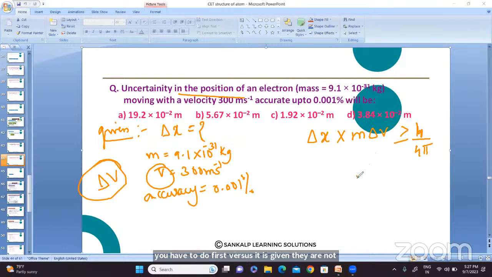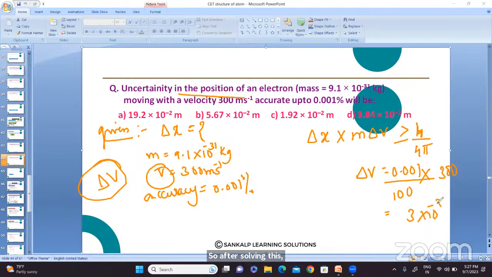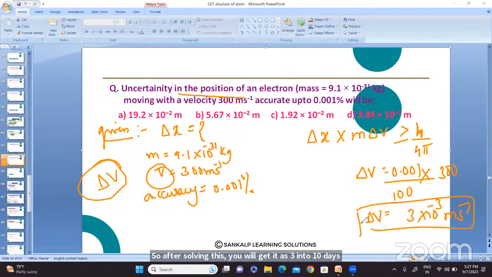Now what you have to do first: velocity is given, but they have not given the uncertainty in velocity. So percent accuracy is given, so 0.001% means 0.001 by 100, and this you have to multiply by 300. After solving this, you will get 3 into 10 raised to minus 3 meter per second. So this is the uncertainty in velocity. Now you have to put this value here, all the values in the formula.